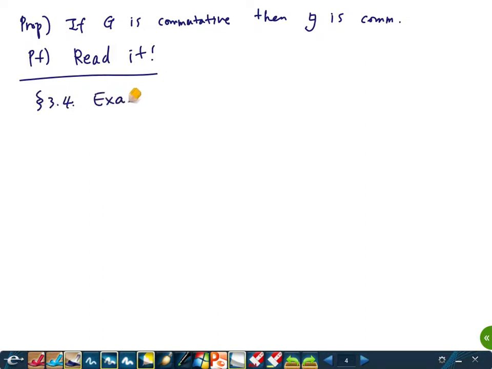Example. Here we will see a partial converse of this, but the converse is not true in general.